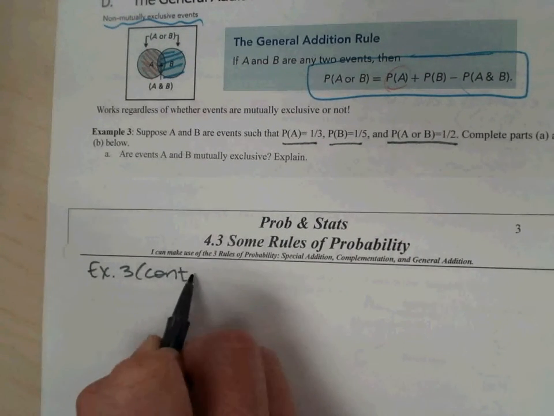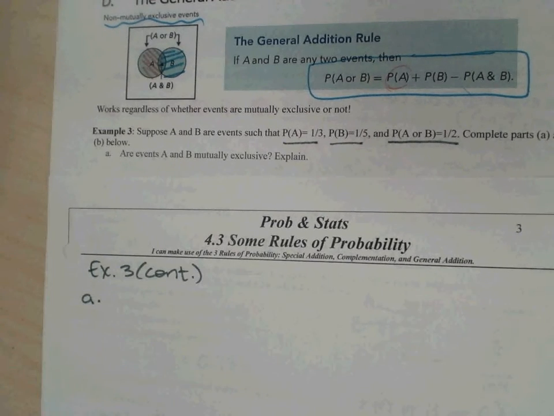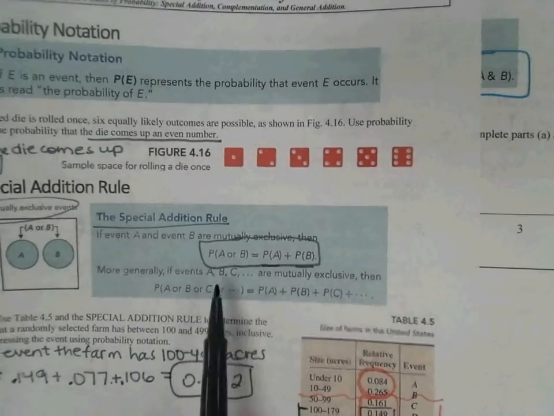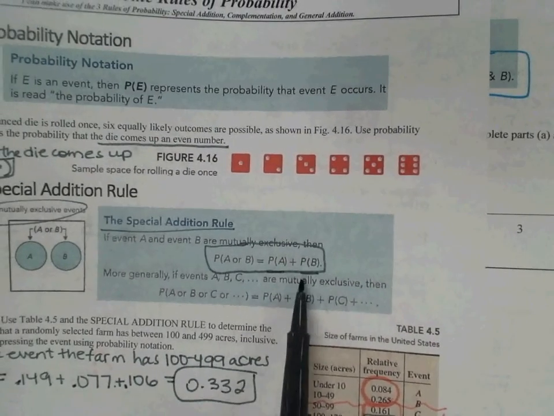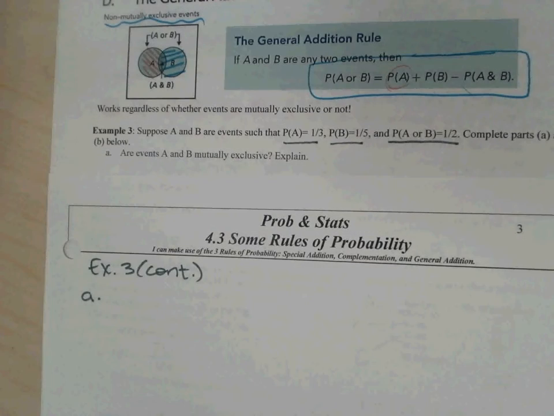For part A, are events A and B mutually exclusive? Explain. So we have a rule that says if events are mutually exclusive, we have that on the front of our notes here, then we can just add their probabilities together and get the probability of A or B. So we're going to test it out, see if it works.